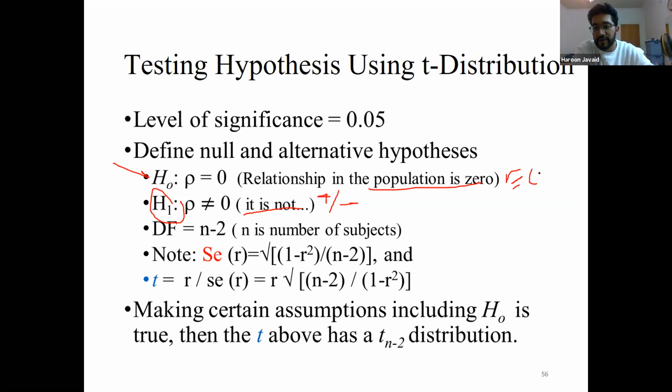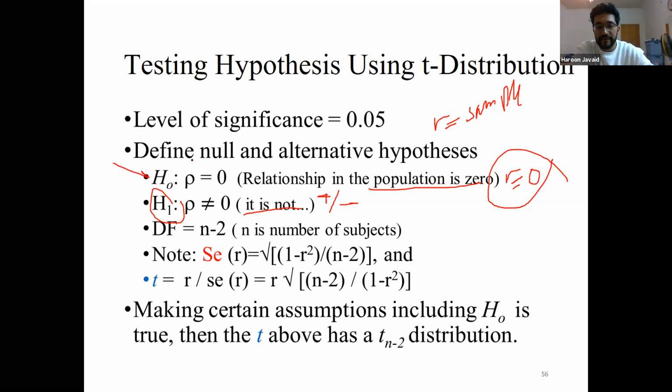I know they wrote P over here, but this is because they're checking for the population. The way they check for the population is basically they look at their sample, which is R. So R is the Pearson correlation of a sample, and P is the Pearson correlation of a population. Okay? So over here, they're just going to give you the level of significance.